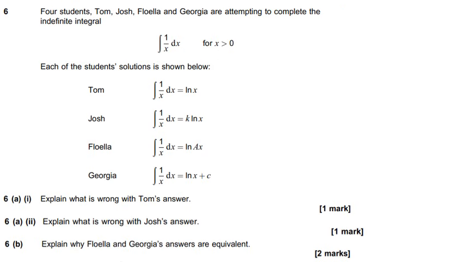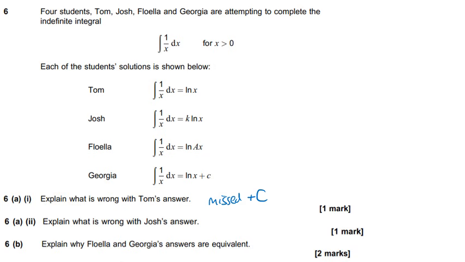Okay, this next one, somebody's done an indefinite integral of 1 over x, and there are 4 different answers here, and we've got to say what's wrong with a couple of them. So first one, Tom's answer here, he's written integral 1 over x is equal to ln x. What's wrong with that? Well, he's missed the plus c. I'm sure all your math teachers have shouted that at you many times in the past.